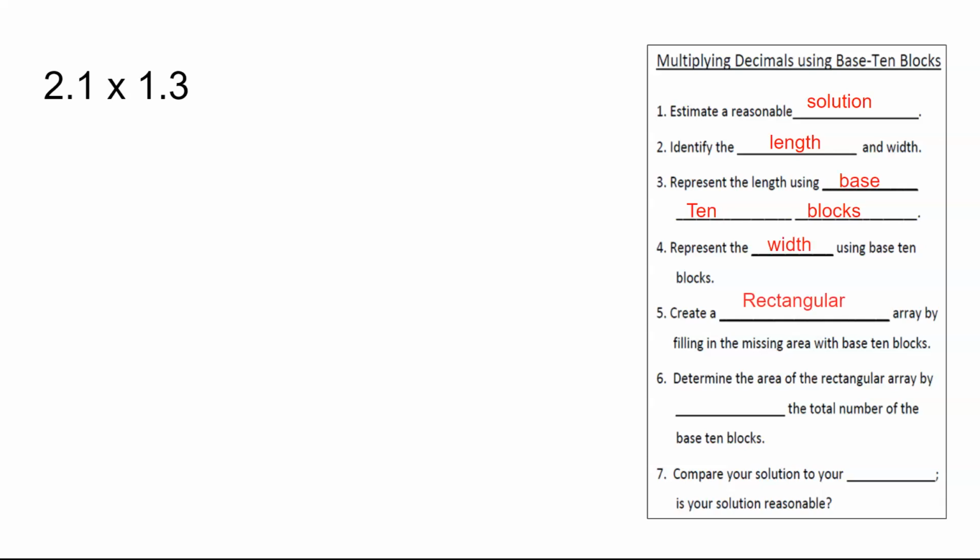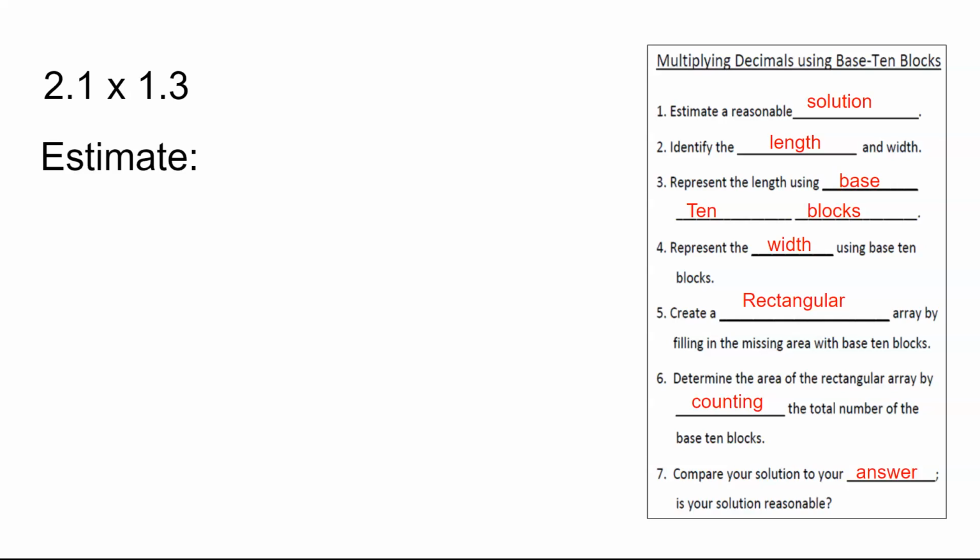Then we'll create a rectangular array by filling in the missing area with base 10 blocks. Determine the area is step 6 of the rectangular array by counting the total number of base 10 blocks. Then compare your solution to your estimate. Is your solution reasonable? Okay, so first thing we're going to do is we're going to estimate. Well, this is a pretty easy estimation.